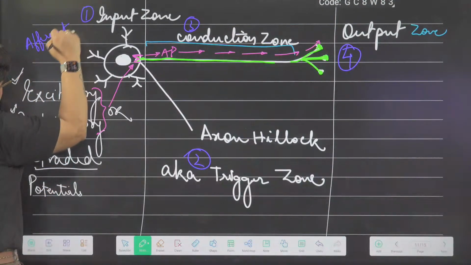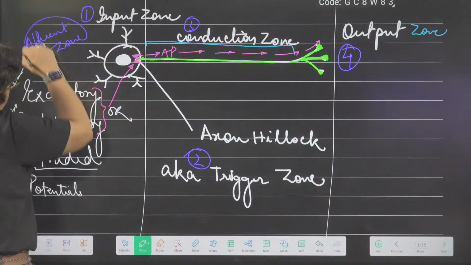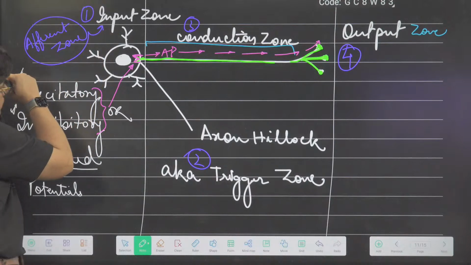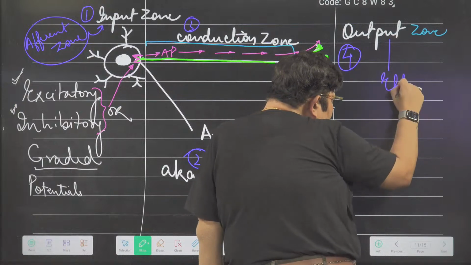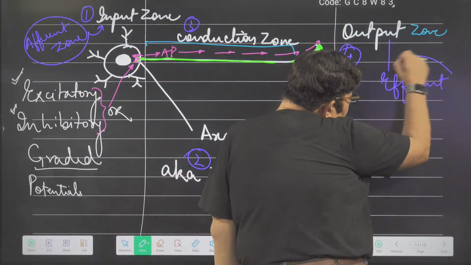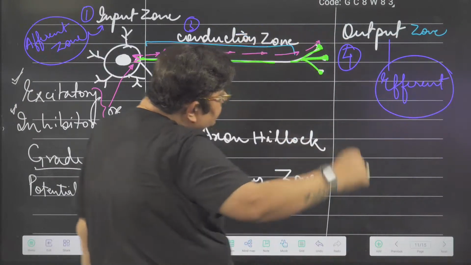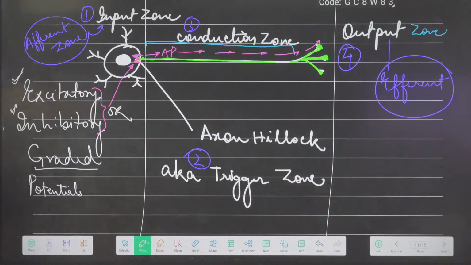Input can be called the afferent zone, and output can be called the efferent zone. Output zone can be called the efferent zone. Please connect both the chapters, structural organization and also neural control and coordination, when you are doing this topic of neurons. Please do not do them separately. Do them together.